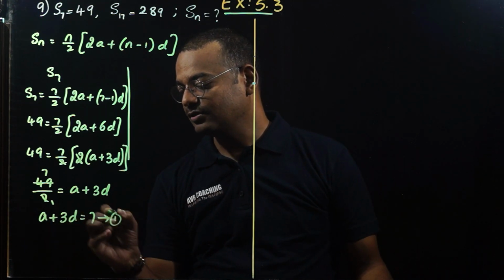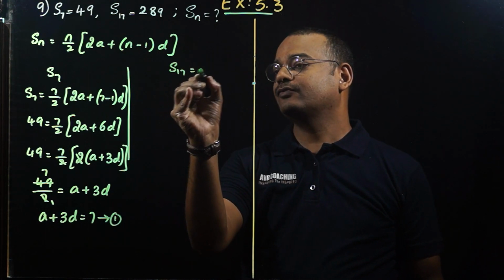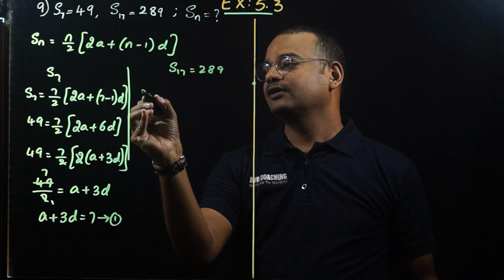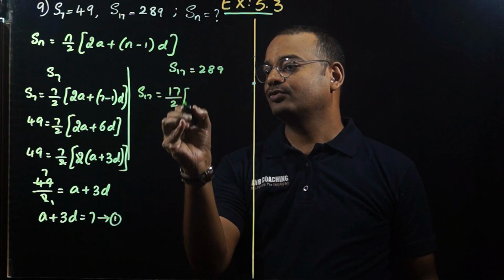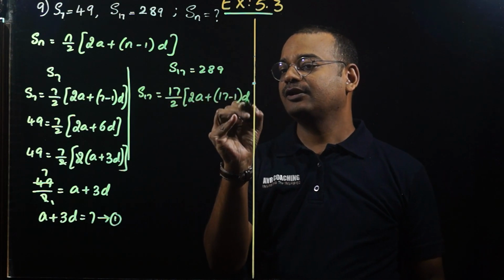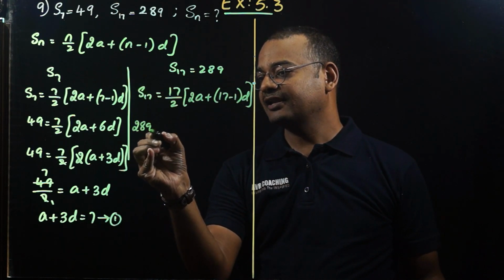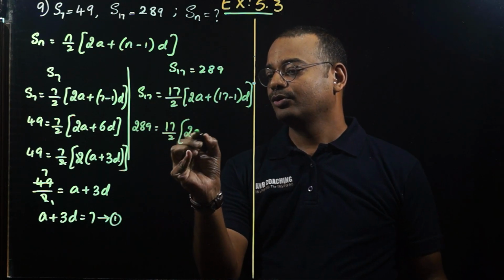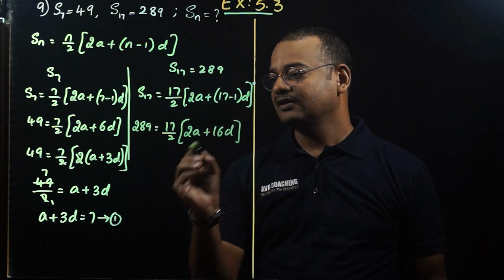This is equation 1. Similarly for S17 is equal to 289, the same formula we are using. S17 is equal to n by 2, 17 by 2 into 2a plus 17 minus 1 into d. So 289 is equal to 17 by 2 into 2a plus 16d. This is 17 minus 1, which is 16.